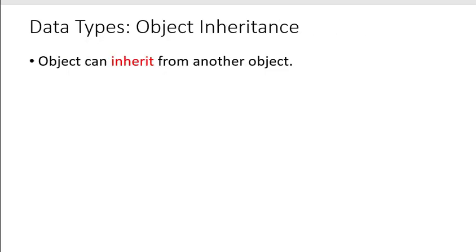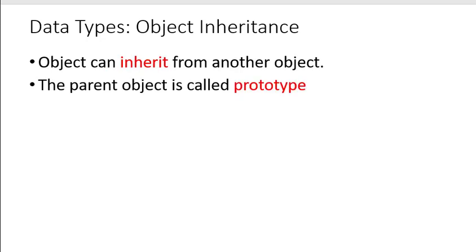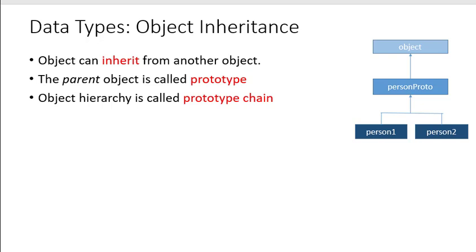In other languages, a class can inherit from other classes, but in JavaScript, an object can inherit from another object. So the terminology is a bit different. The parent object, or the object being inherited, is called the prototype object. Inheritance forms an object hierarchy. This object hierarchy is called the prototype chain. So an object has access to all members up in the prototype chain.